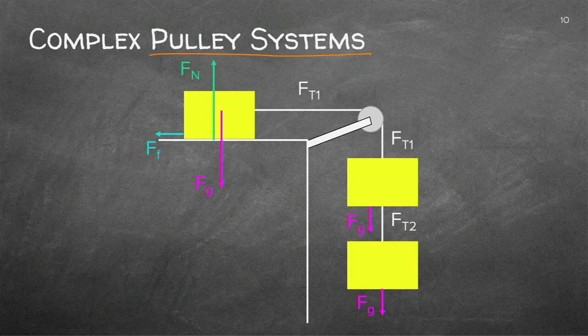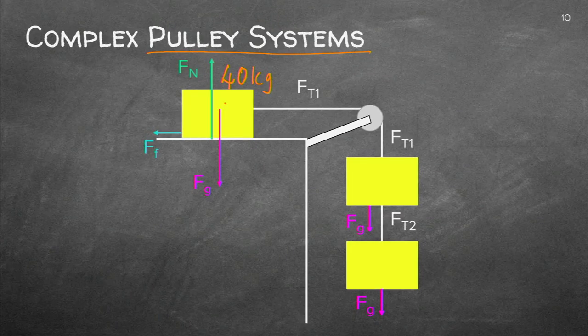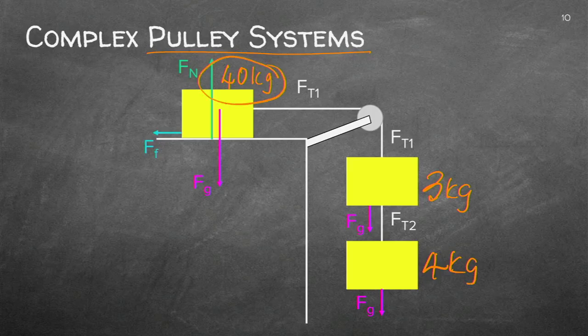Now, important to know, if I had a pulley system with a mass of, let's say, 40 here, and I had a 3 kilogram and a 4 kilogram here, do you think that 40 kilogram will move? Think about it. 40 kilogram is a much greater mass than 3 plus 4. So in most cases, it won't be moving.